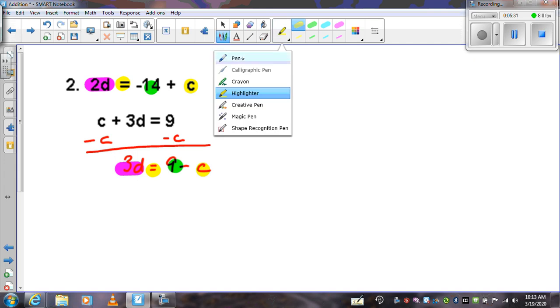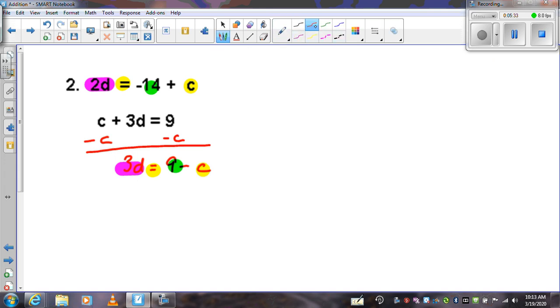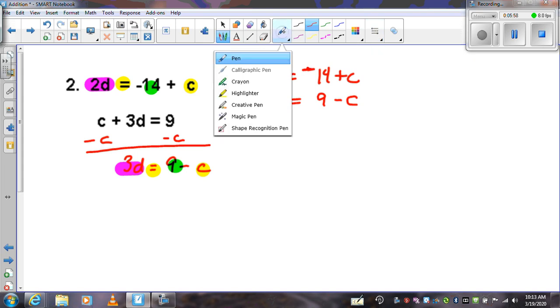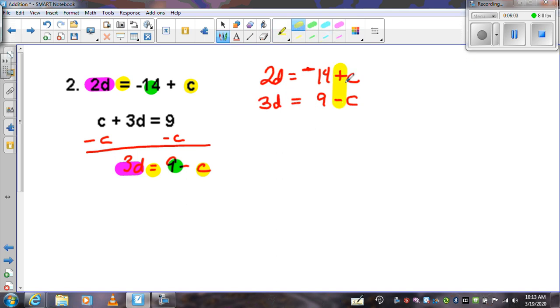Okay, so I'm going to rewrite this because I don't want to do it the way it's written right now. So 2d is equal to negative 14 plus c. 3d is equal to 9 minus c. So you can look a little bit more like a negative. Okay, now they're lined up. I have to look for opposite coefficients. And if you noticed, whoops, I do not want the crayon. My c's have opposite coefficients. So I can go ahead and add this.